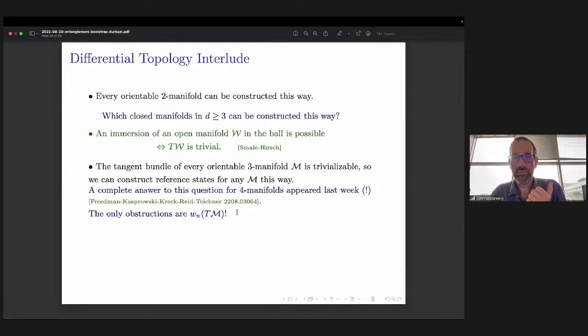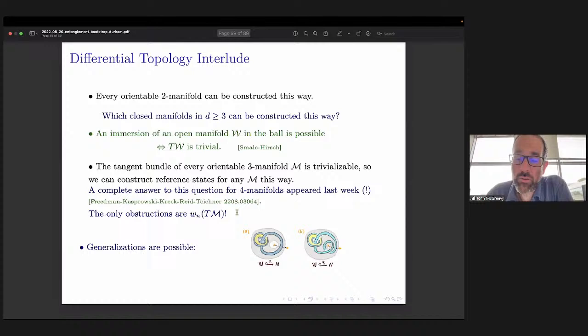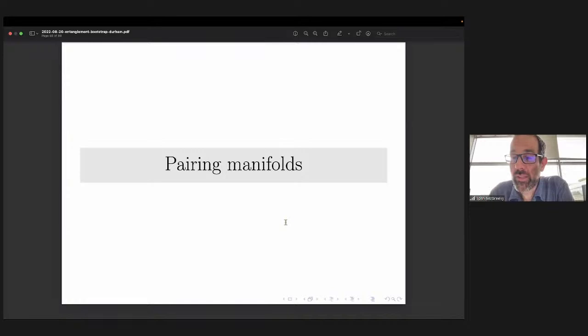In fact, there are even generalizations of this construction that are possible. We could allow there to be some kind of defects in the ball that we start with, so places where the axioms are violated, in which case we can make more general things, whose purpose I'll mention at the end. Okay, so that was a construction of reference states on closed manifolds.